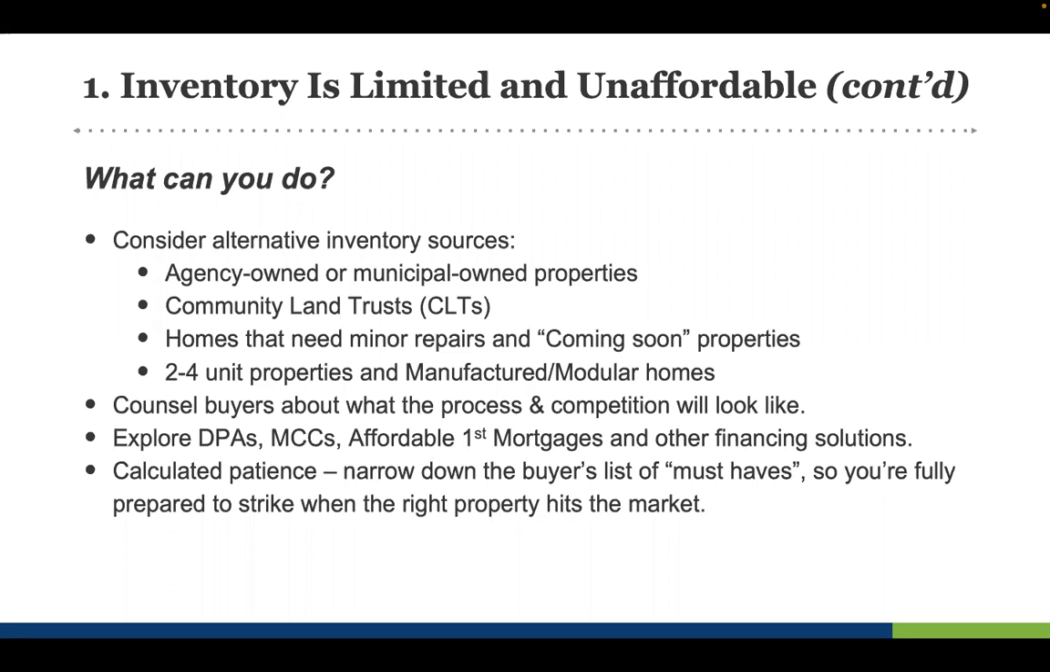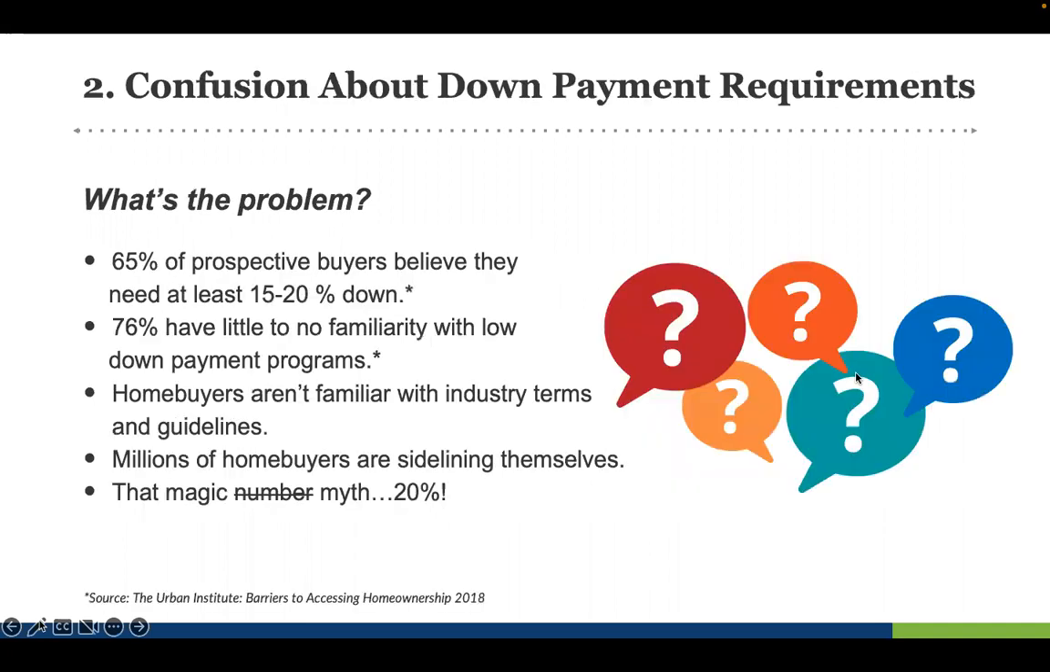And then, of course, calculated patience. That's a direct quote from a real estate agent in Houston. Narrow down the buyer's list of must-haves. So they've got to be ready to strike when the right property hits the market. They need to be pre-approved. They need to be ready to go. But maybe they're going to have to rethink, because of limited inventory, some of the bells and whistles that they'd love to have, and get the house that works and work on the must-haves later. So that's the inventory concern.